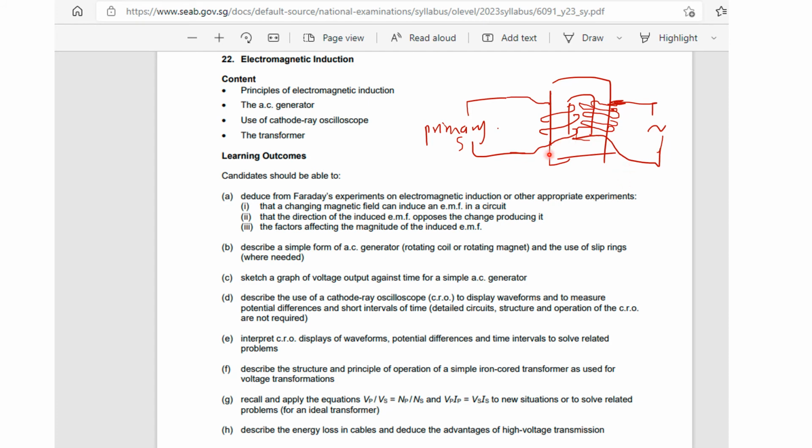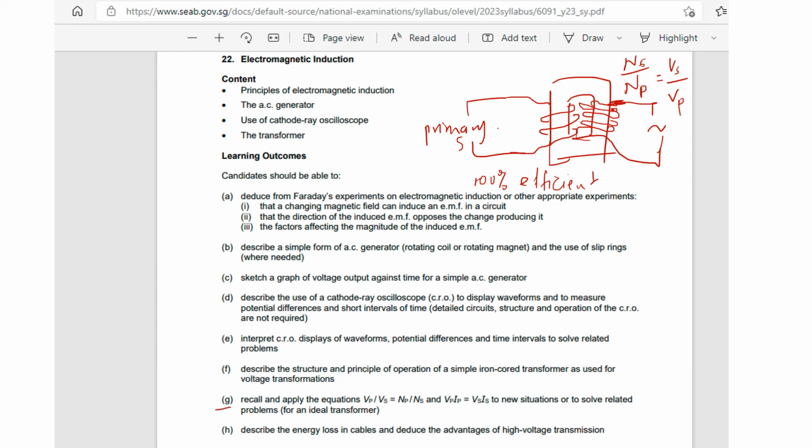Then how does it step up or step down? Well, it depends on the number of turns. Let's assume that I have a 100% efficient transformer. That means there is no energy loss to heat or eddy currents and so on, and all the energy here is transferred to the secondary coil. Then the number of turns is proportional to the potential difference.